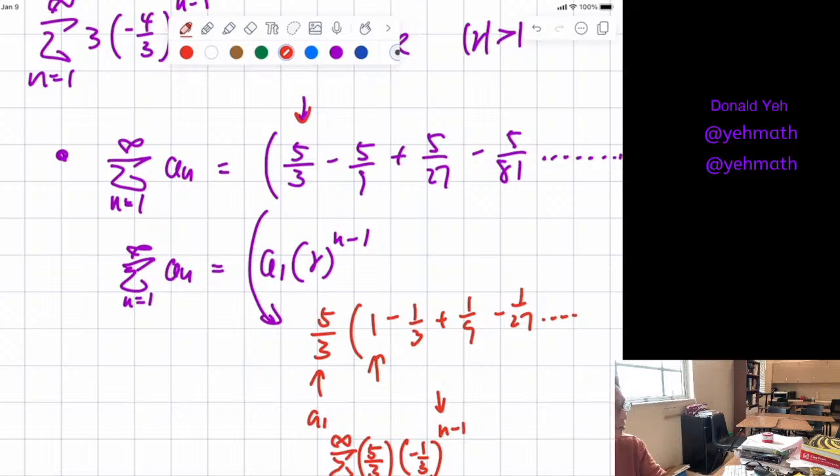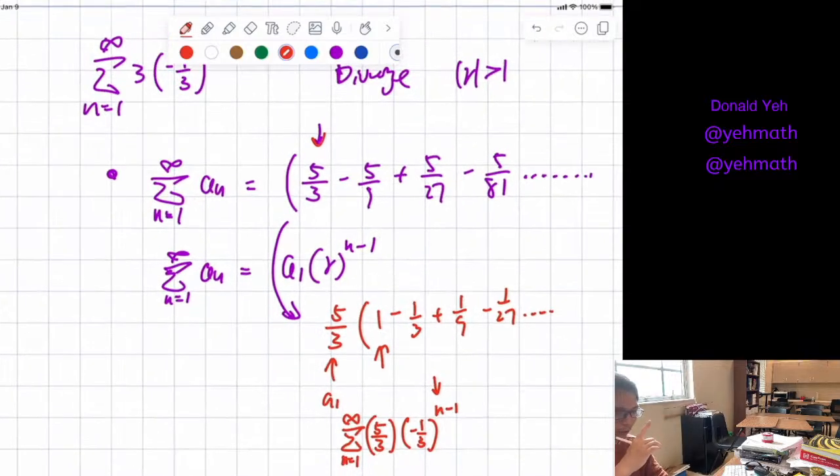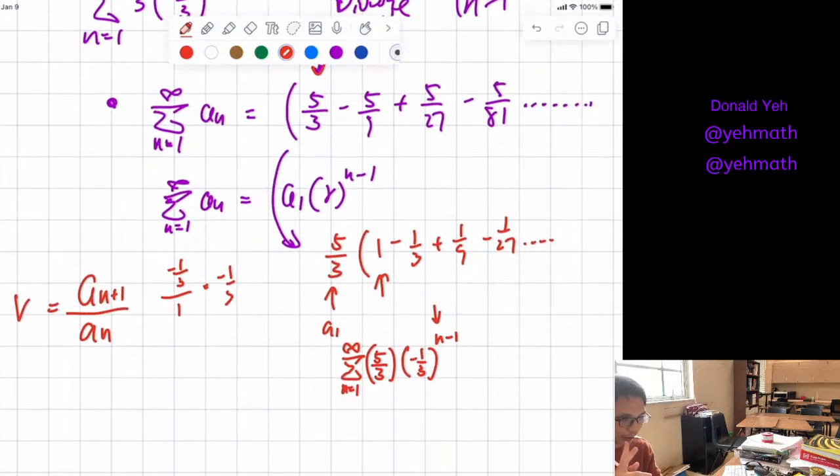Does that make sense? Wait, how do you know r is negative 1/3? That's a good question. In Algebra 2, you learn that you take a sub n plus 1 over a sub n. You take the next term divided by the previous term, and that is equal to r. So that's negative 1/3 divided by 1, which is negative 1/3. It has to work for at least 2 terms, right? So 1/9 divided by negative 1/3 is negative 1/3. This is called the common ratio.